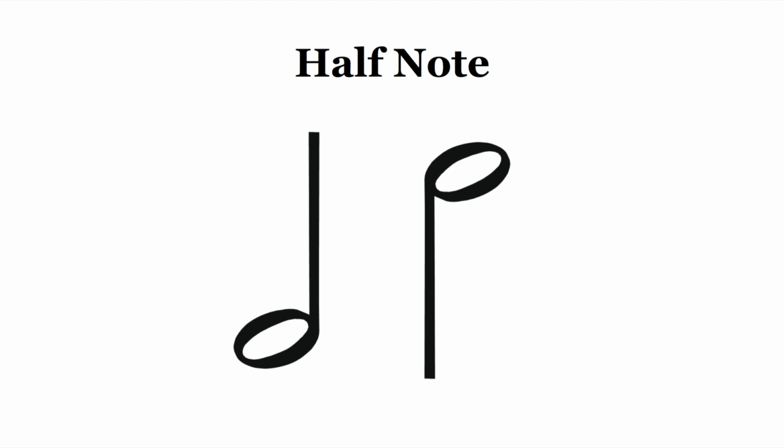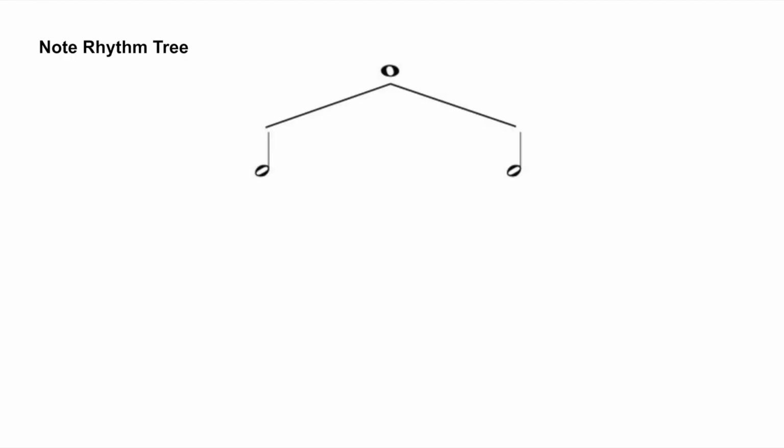These are half notes. A half note is half the value of a whole note. Notice that a half note looks like a whole note with an open note head, but with a stem. The stem can point up or down. Stem direction does not change the value of the note. Here on our rhythm tree, you can see that a whole note can be divided into two equal halves, or half notes. Remember, two halves make a whole.